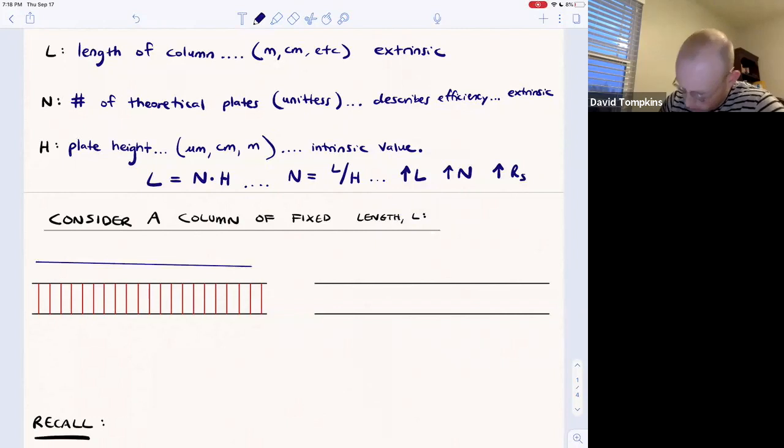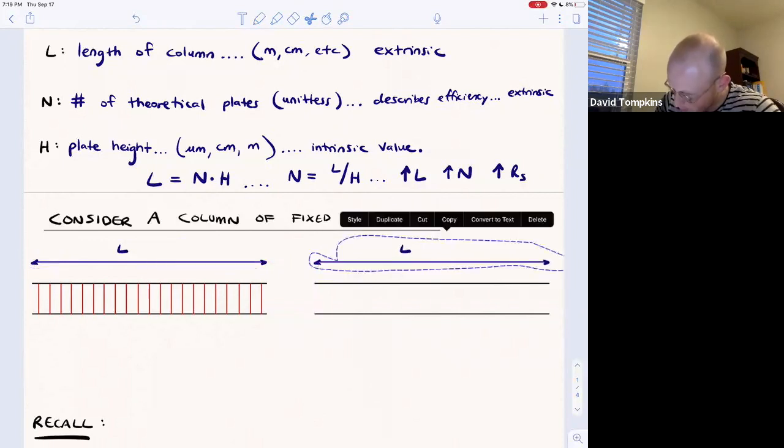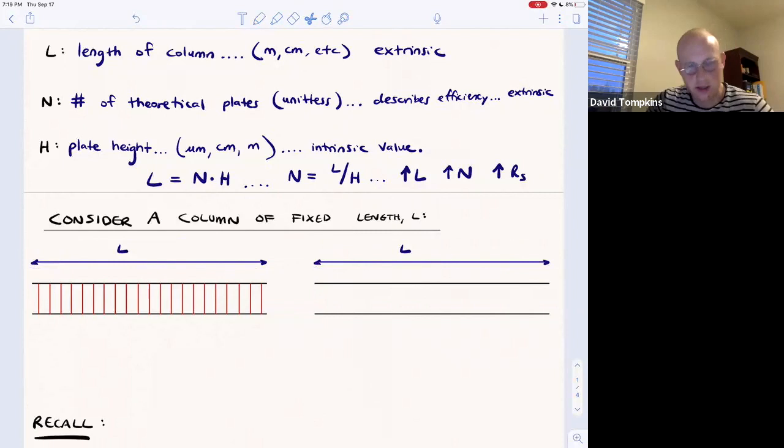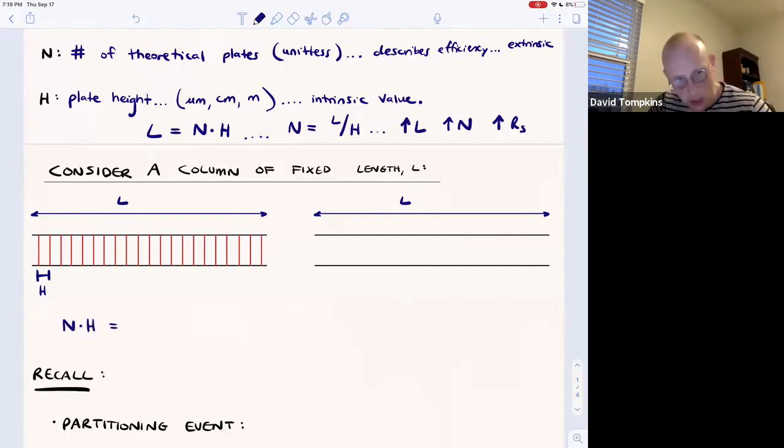So length L is given here on the x-axis. And I'm going to draw this column under two different scenarios, one that's efficient and one that's inefficient. So that length is a fixed physical extrinsic value. If we divide that column into n number of plates, where each of these red lines is one plate height, h, then if I sum up all of the h values, I get n times h, the number of plates times the plate height of each, gives the length of the column.